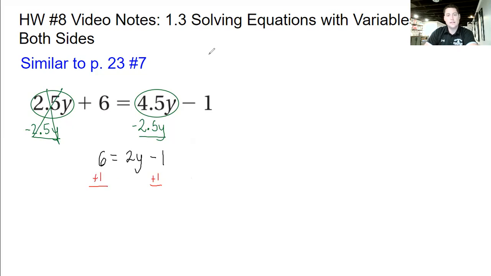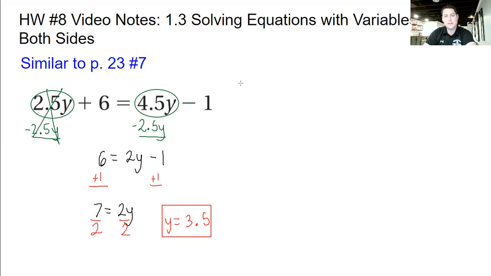And then combining those terms, 7 equals 2y. And finally, dividing by 2 on both sides, you end up with y equals 3.5. And don't forget to box your final answer. Great. Okay, let's do a quick check now.